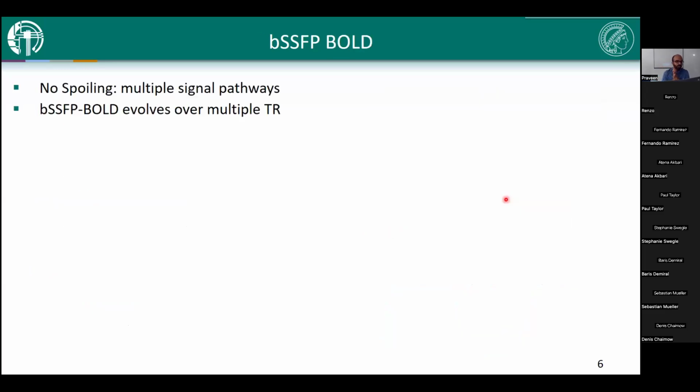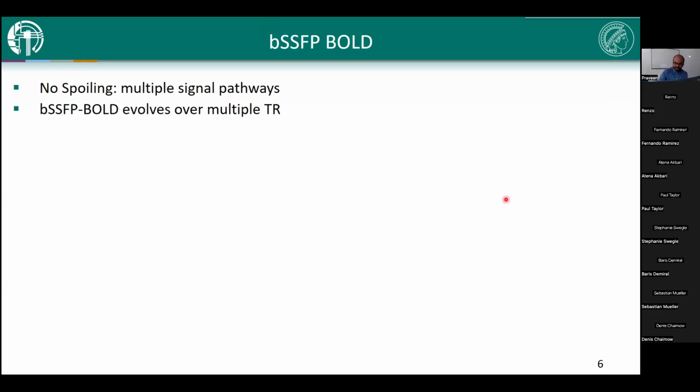As you know now, in bSSFP we don't use spoiling. So we have a lot of signals evolving simultaneously from the previous excitation. The SSFP bold is not like a spin echo or gradient echo, which is restricted to one TR, but it evolves over multiple TRs. This makes it quite complicated to think about.